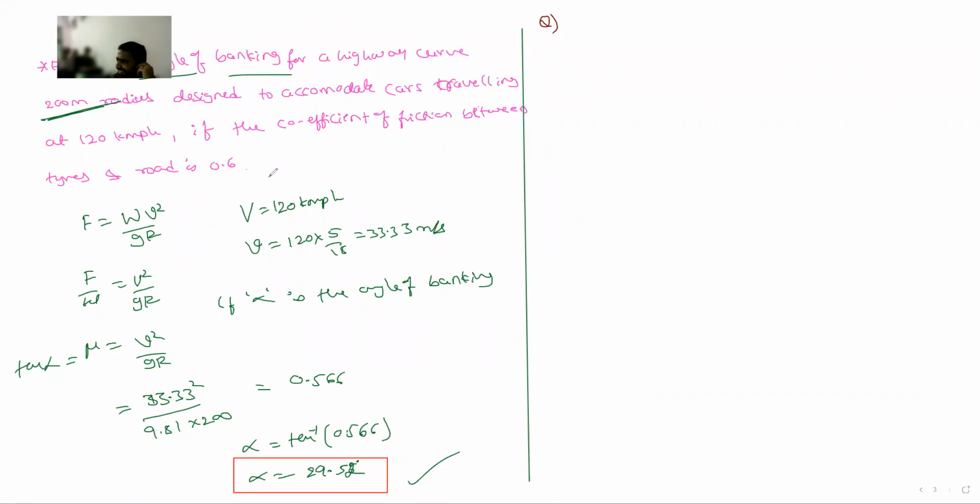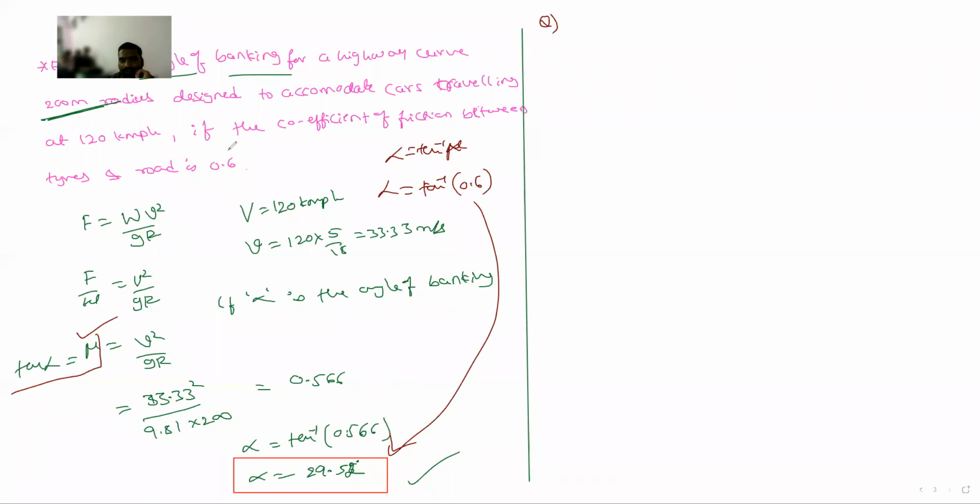Okay, directly in the problem, see, calculate. What is mu? Alpha, tan alpha is equal to mu, correct? He has given the mu value directly. You can take alpha is equal to tan inverse of mu. Calculate, all of you. Tan inverse of 0.6. You will get the same answer, 29.52. 30. Okay, nearly same.